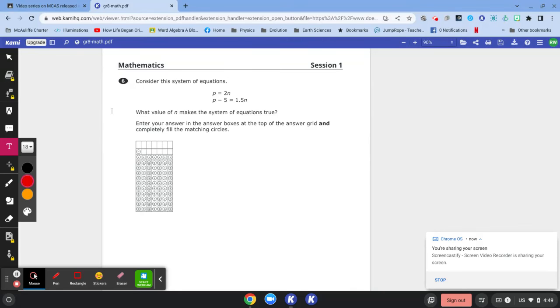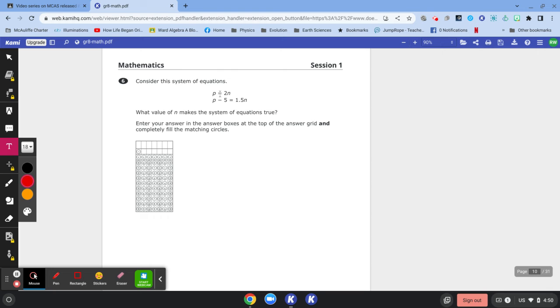Number 6 from the 2021 8th grade MCAS is a very simple system of equations problem. We have p equals 2n and p minus 5 equals 1.5n. And we are asked to find out what value of n makes the system of equations true. We don't even need to find out what p is. We just need to find n.